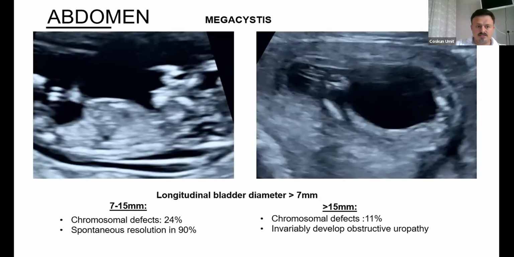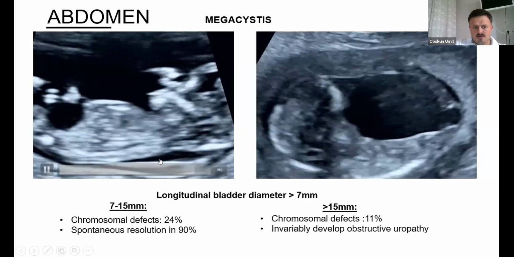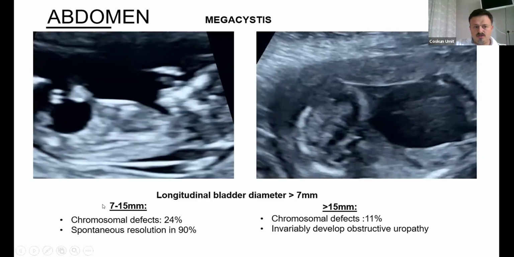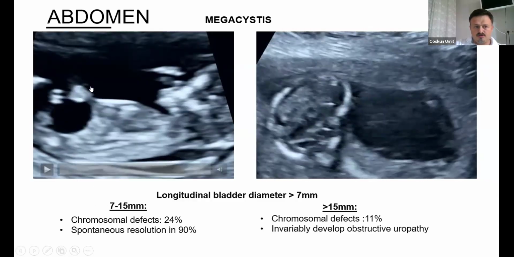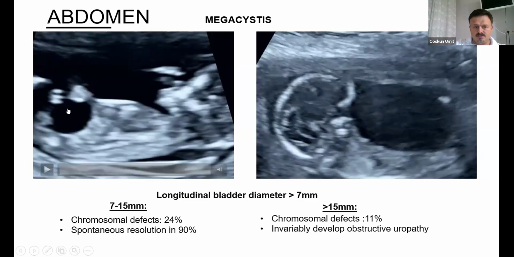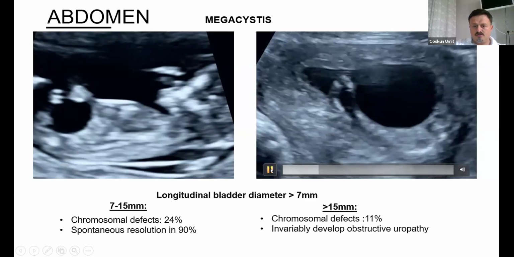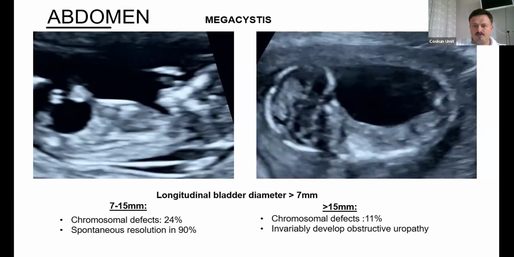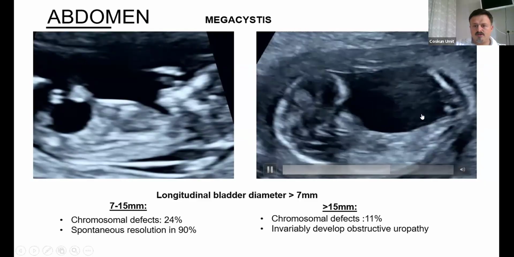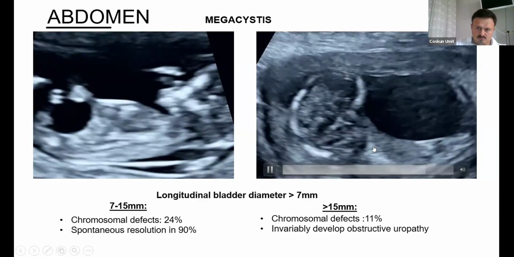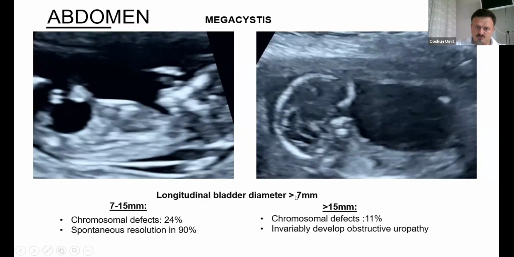And this is the megacystis. If it is between 7 and 15 millimeters, the chromosomal defect risk is very high. But on the other hand, if it is more than 15 millimeters, the probability of obstructive uropathy is very high. But the normal diameter should be less than 7 millimeters.